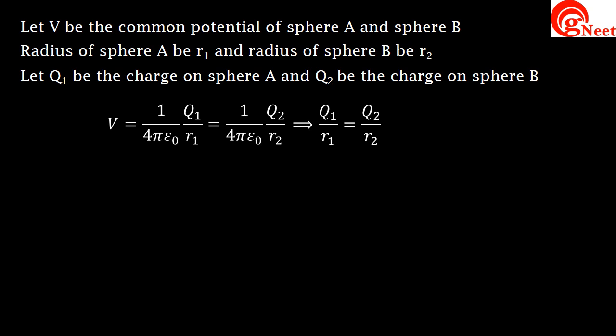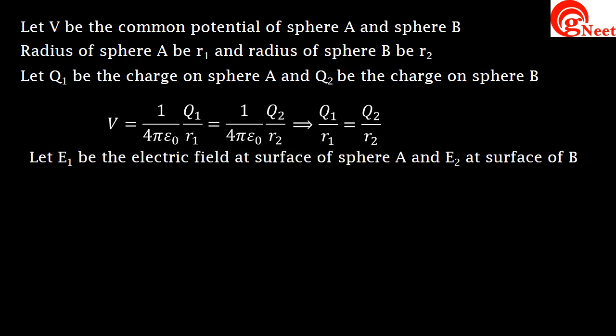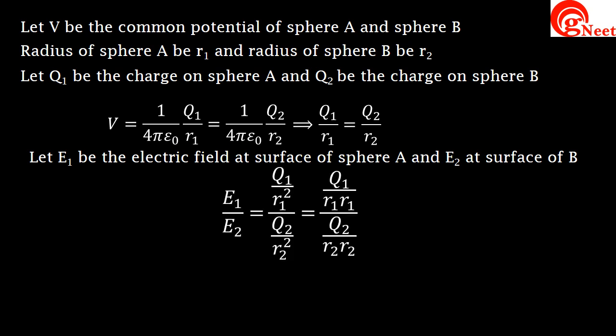Let E1 be the electric field at the surface of sphere A and E2 be the electric field at the surface of sphere B. We know that electric field is directly proportional to Q upon R square. Therefore, E1 upon E2 is equal to Q1 upon R1 square divided by Q2 upon R2 square, which can be written as Q1 upon R1 into 1 upon R1, divided by Q2 upon R2 into 1 upon R2.